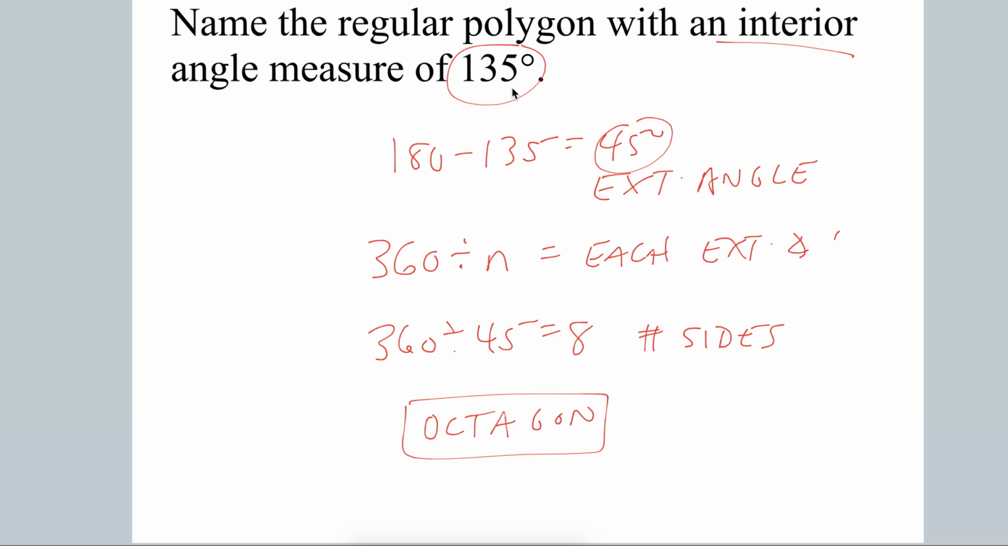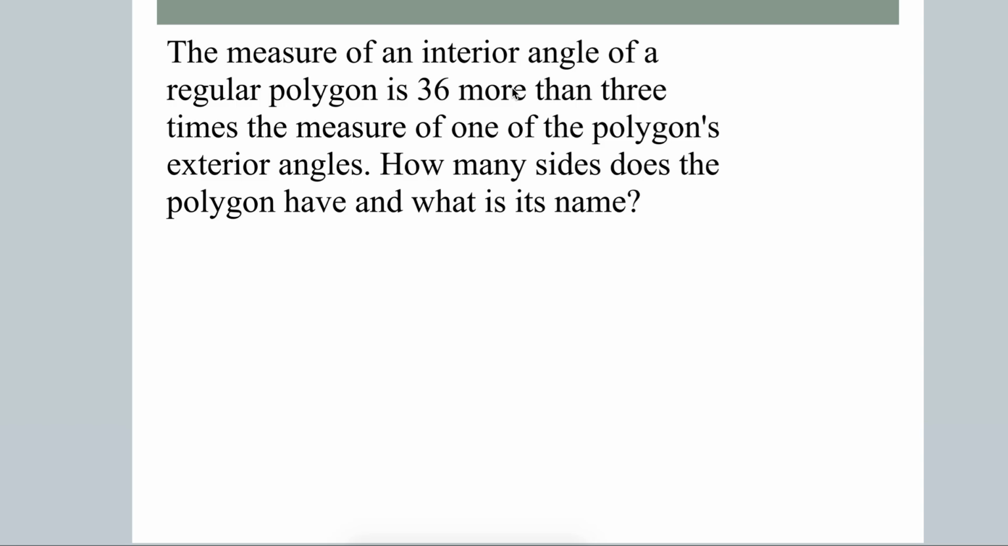Another example. So this one's a little bit trickier. We did this a good amount when we were in school with regards to it's a paragraph and we want to transform it into a math type equation. So it says the measure of an interior angle of a regular polygon is 36 more than 3 times the measure of one of the polygon's exterior angles. How many sides does the polygon have and what is its name?